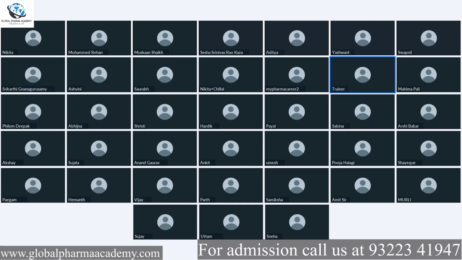Some companies hire persons from different expert teams. That is, some are from the formulation team, some from the analytical team, some from the QC team, QA team, so that each person from each department will review that department's documents and make sure that they are error free, and only then are these documents compiled in a dossier and submitted to the authority. So in this way some companies in India also work.